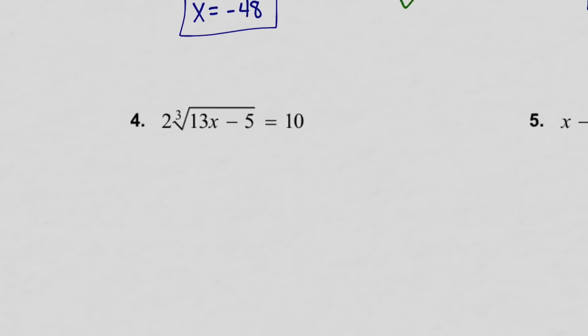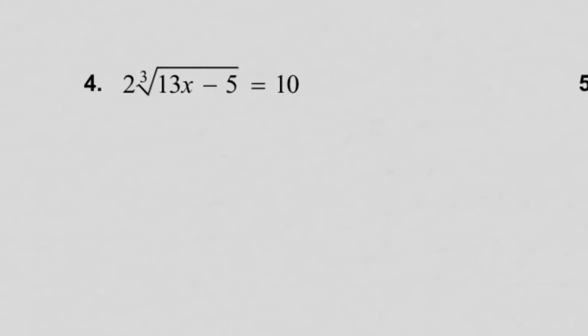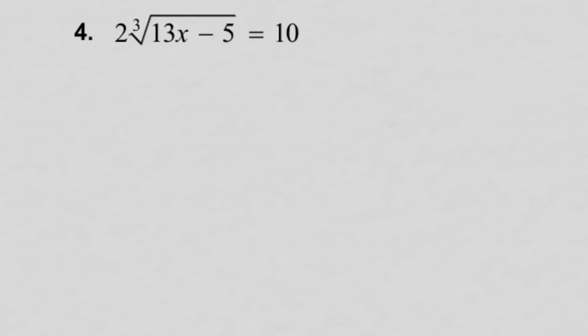Okay, number 3. No, it skips 3. Sorry, my numbering is way off. Number 4 here. Now, we do have to do step 1 this time. It says isolate the radical on each side. The radical is this, but I have this extra 2 out front. I have to get rid of that.